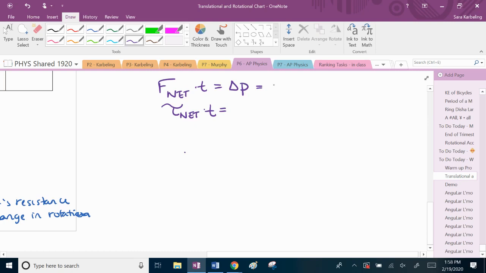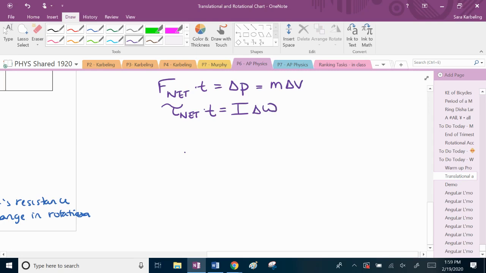I'm going to write this over here. Delta P really means m delta v. What is the rotational equivalent for m? If you're not sure, go back and look. You've got it on your sheet. That's why we have this sheet. What is the thing called? Moment of inertia. And we're going to use letter I for moment of inertia. And what is our rotational equivalent for v? Change in, yeah, nice.